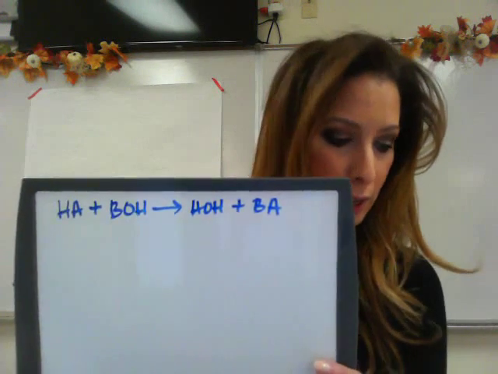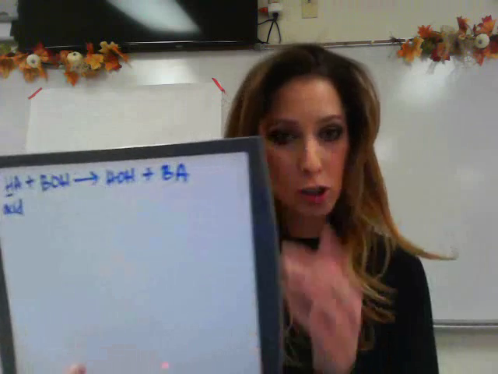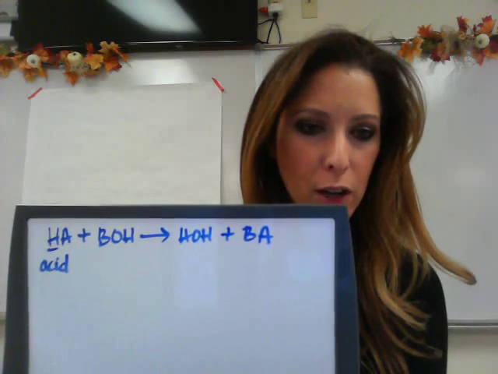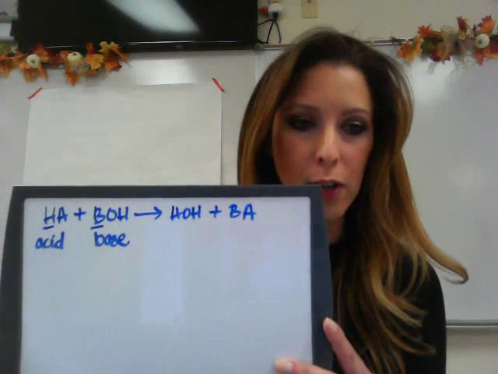So in general, this is how you will see an acid-base neutralization reaction written out. And let me explain. Okay, so HA would be your acid. Notice that it begins with an H, so that means it's an acid because all acids contain hydrogen. And then you have compound BOH, and bases contain the ion hydroxide usually, so that's why this is my base.